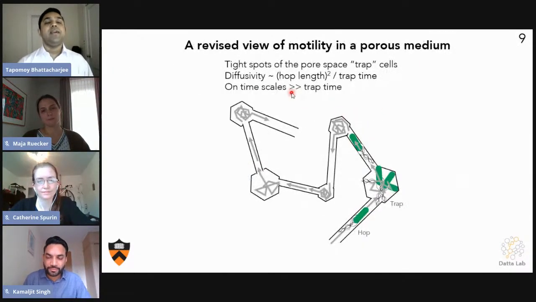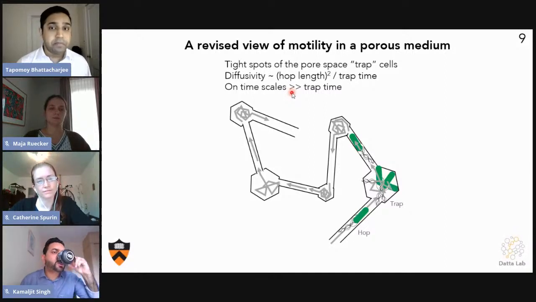What we are proposing is the long-term diffusivity of bacteria is not given by their run and tumble motion anymore. It should be given by the hop length squared over trap time, because hops are when cells make most of the move and traps are when they spend most of the time.